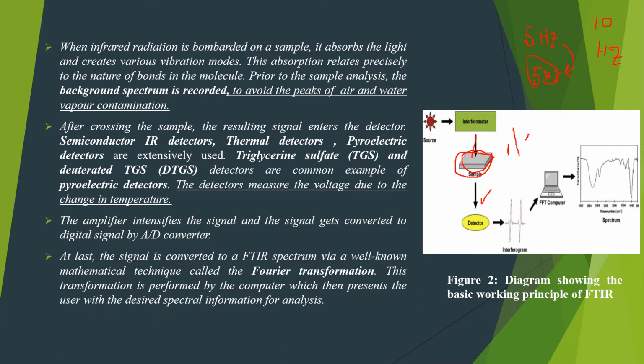In the detector, we have an analog to digital converter, and we actually get an interferogram, a digitized interferogram in other words. This interferogram will go to the fast Fourier transform computer. From this computer, we get a spectrum. The y-axis is percentage transmittance and the x-axis is wave number. So this is the physics behind the FTIR spectrum.